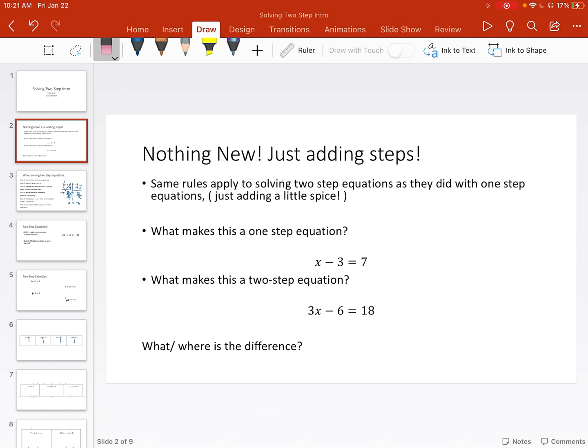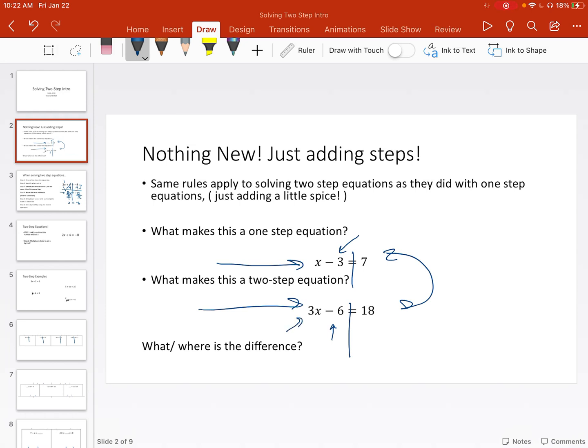It's nothing new, just adding some steps, and then we have two equations right here. We have x minus 3 equals 7 and 3x minus 6 equals 18. This is a one-step, and here's our two-step. Generally, how we can distinguish these is if we draw a line down our equal sign, our one-steps are always only going to have one number on the side that is with x. In this case, it's a negative 3. And if you notice our two-steps, we have a negative 6, and we have that 3 there.